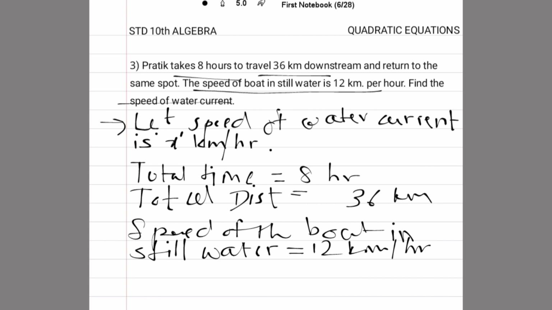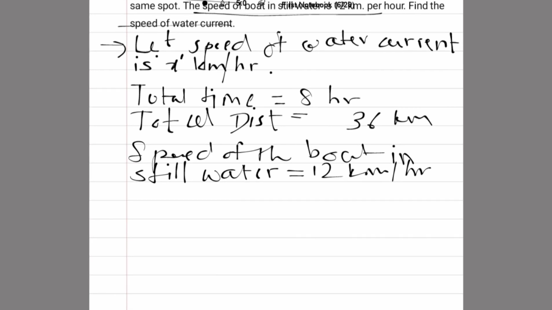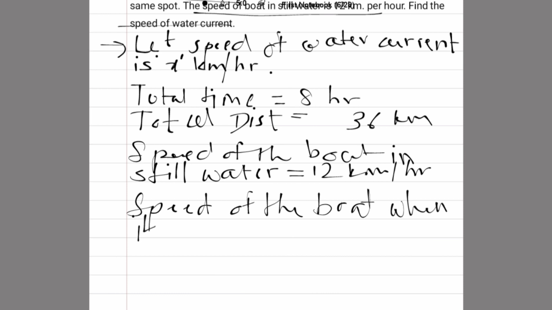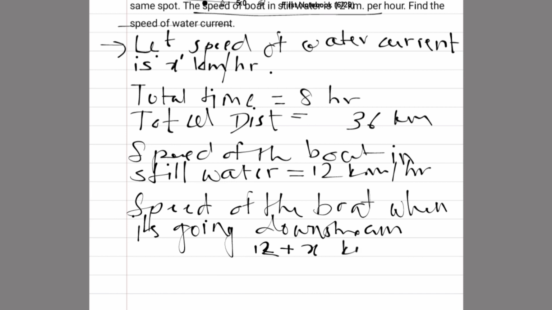So there we will see that the speed of the boat when it's going downstream, we will say that it is 12 plus x kilometer per hour, that is the speed of the boat is increasing. And what is the speed of the water current? It is x, so 12 plus x kilometer per hour.